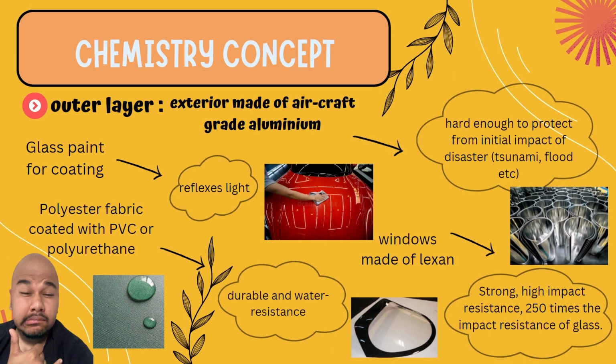Some concepts behind our capsule include the outer layer, which is made out of aircraft-grade aluminum. The glass paint used for coating is to reflect light, so it can be easily spotted by rescuers. We also use polyester fabric coated with PVC or polyurethane because it is durable and water resistant, and the windows are made out of Lexan because it is strong and resistant to high impact.